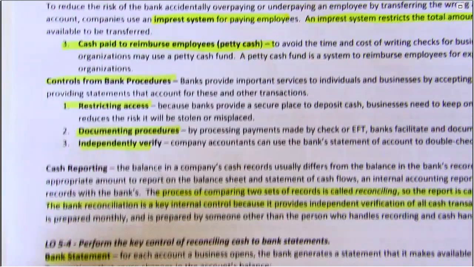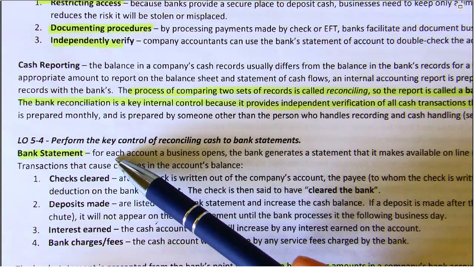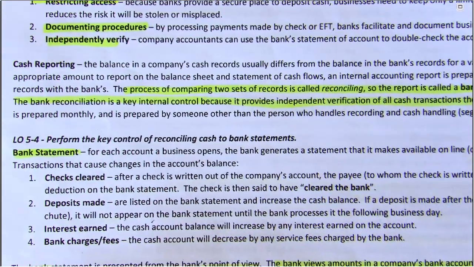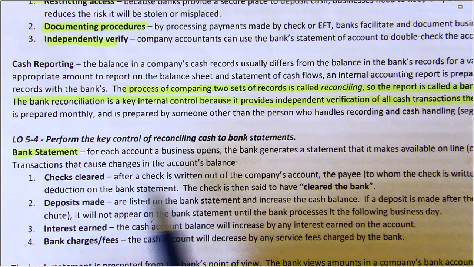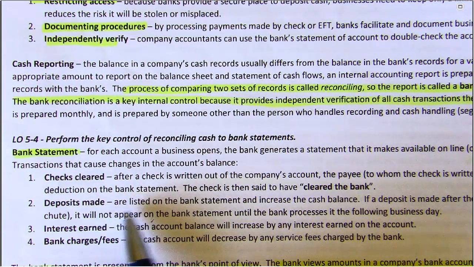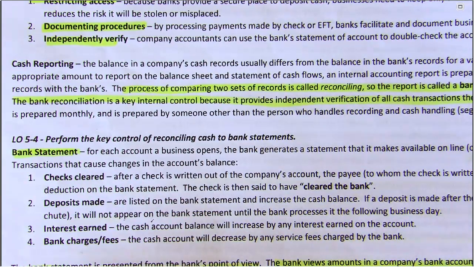Let's turn to the next page. There's the definition of bank statement. And here are some things we already talked about. Checks cleared means checks that have been cashed. Deposits made are amounts deposited into the bank. Interest: some checking accounts bear interest, most don't nowadays. And bank fees or charges are what banks charge us to process our transactions. Okay, we covered that.